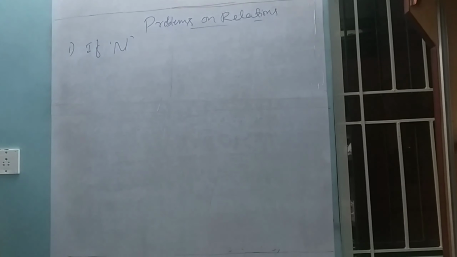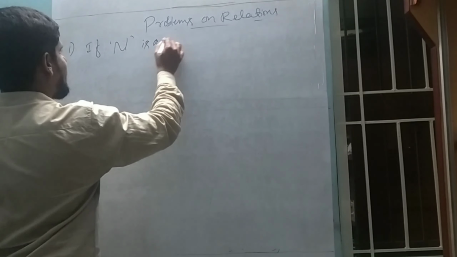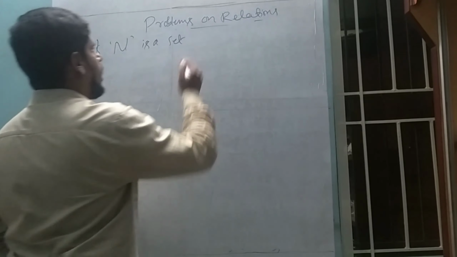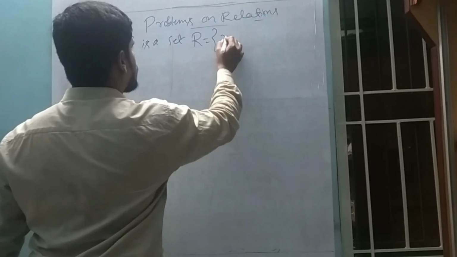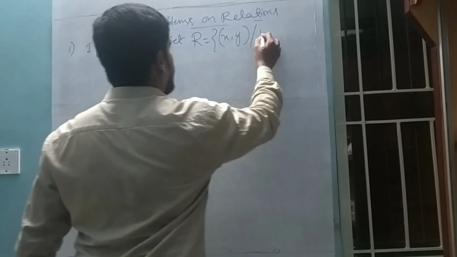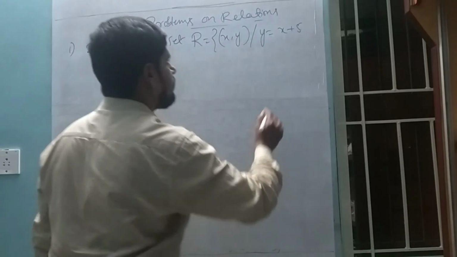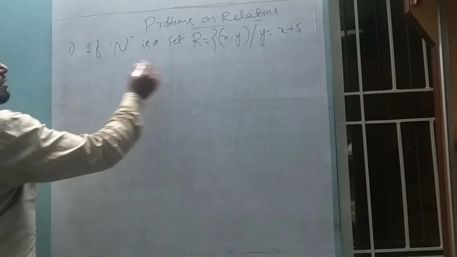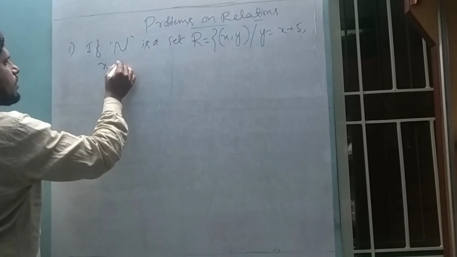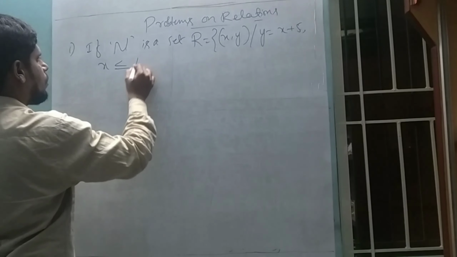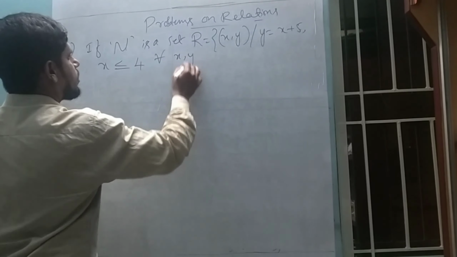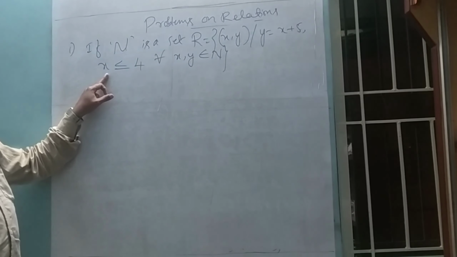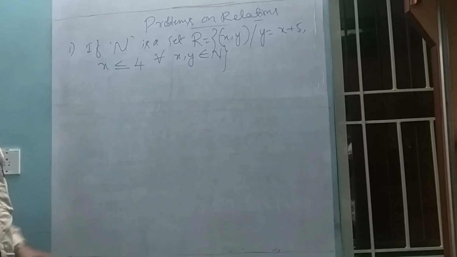Natural number is a set. My set is the set of all natural numbers, capital N denotes natural numbers, and the relation defined is R equals {(x, y) such that y is equal to x plus 5}, with a condition for x: x must be less than or equal to 4, for all (x, y) belonging to N, that is natural numbers. But the condition is only for x, that is x must be less than or equal to 4.